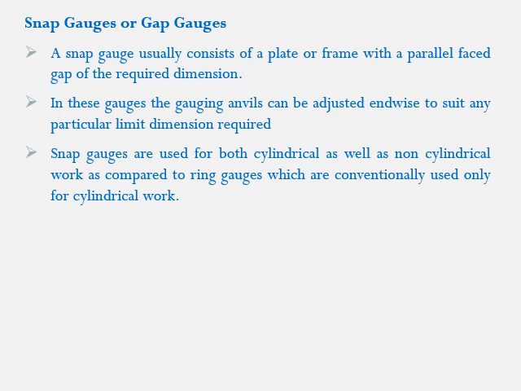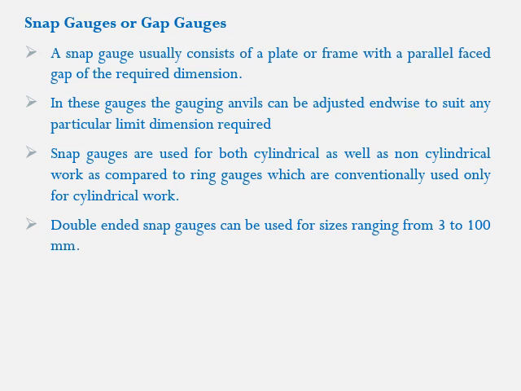Ring gauges, which we have seen in the last slide, are specially meant for checking the tolerance zone of only cylinders, whereas snap gauges can be used to check the tolerance zone even for non-cylindrical workpieces also. That is the major advantage of snap gauges over ring gauges. They are also called gap gauges for the same reason.